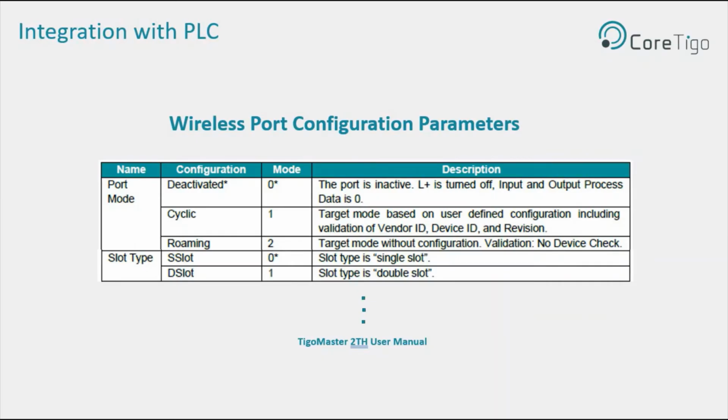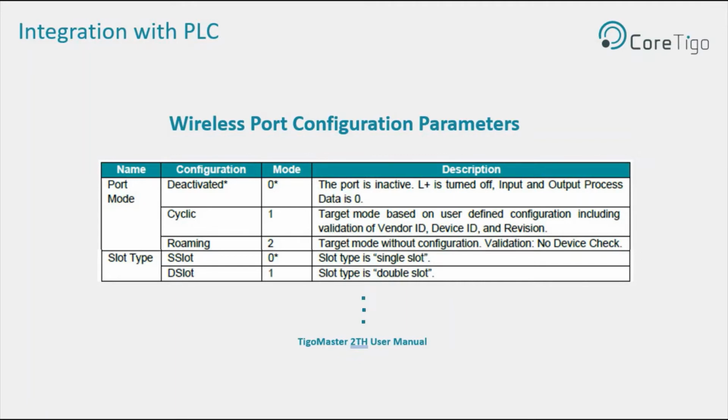In order to fill these parameters, we can use the port configuration table found in the TigoMaster 2TH user manual that shows the enum for each parameter. Let's look at an example from the table.